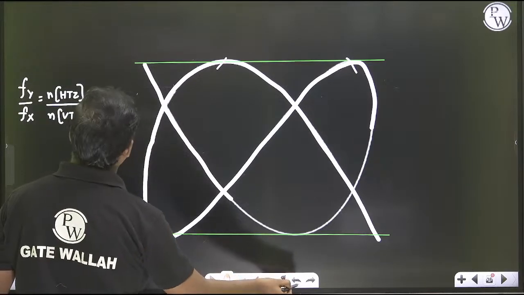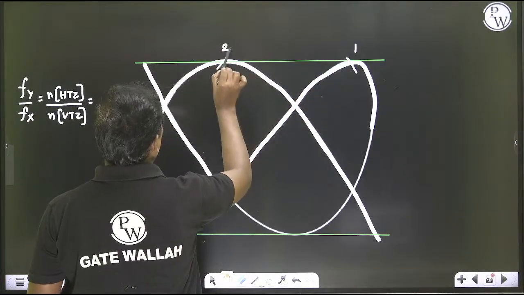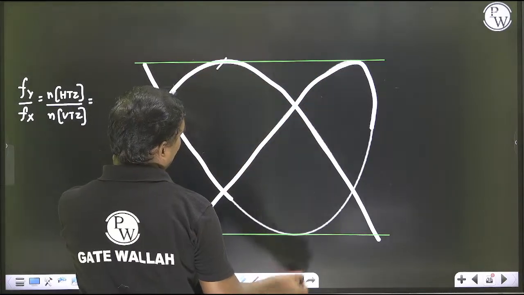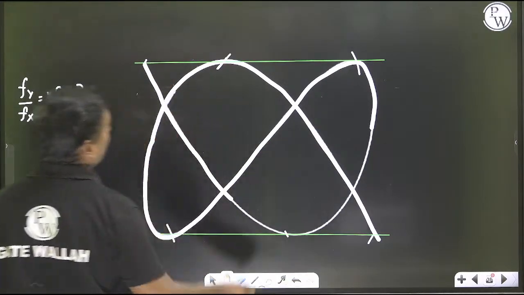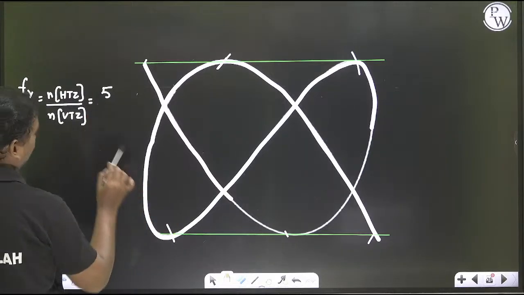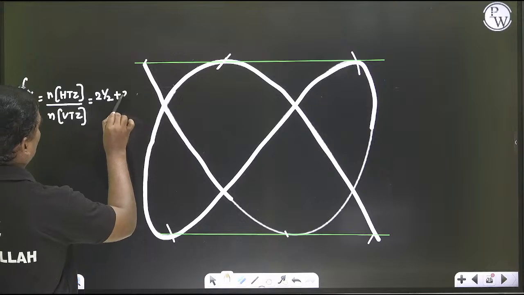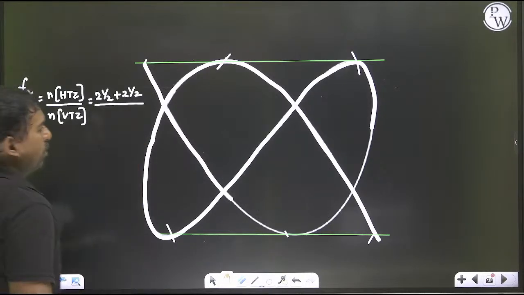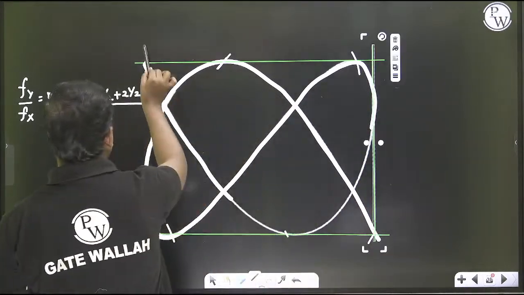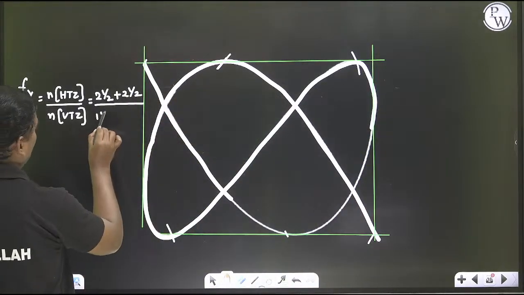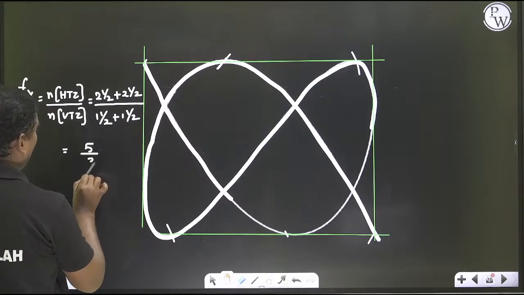We'll take like this. 1 plus 1 plus half. So 2 and half plus 2 and half, 5. By vertical tangencies, these are vertical tangencies, completely 1 and half, 1 and half, 1 and half plus 1 and half. So this is 2 and half, 2 and half, 5. This is 3, 5 by 3.